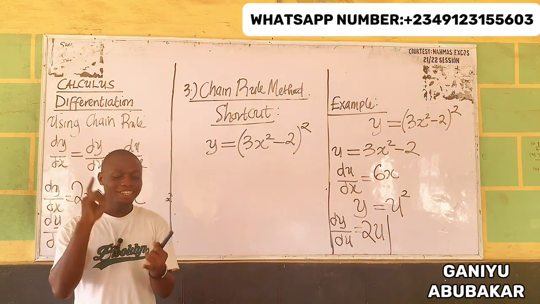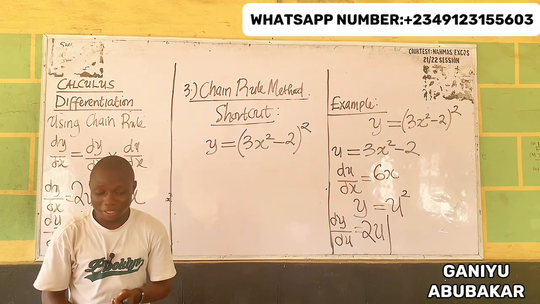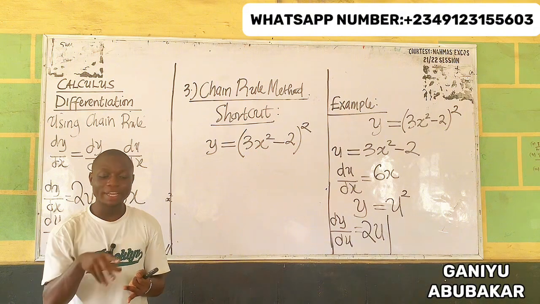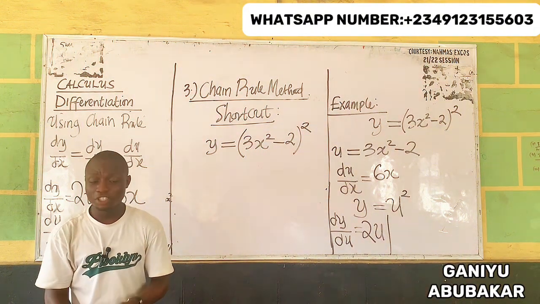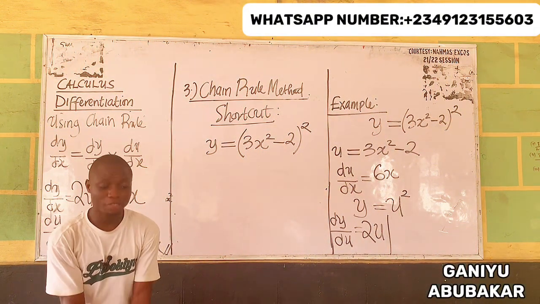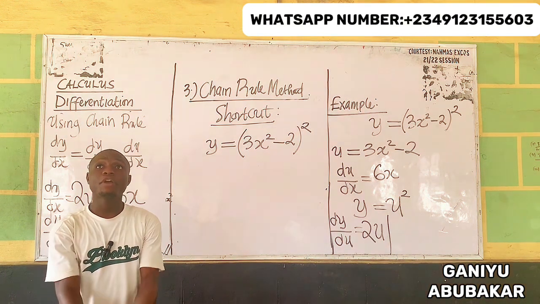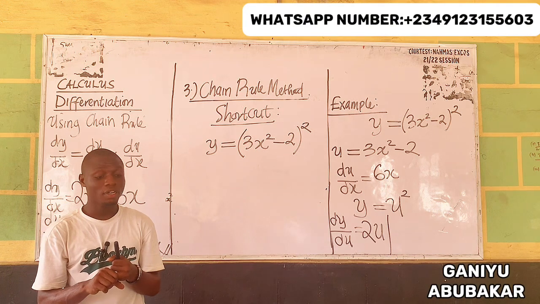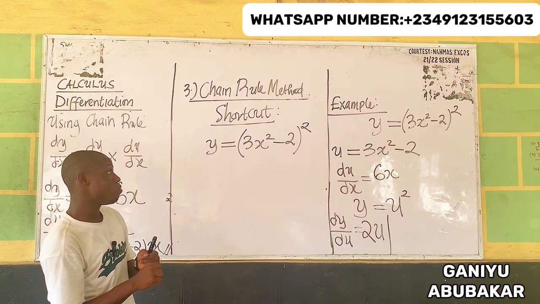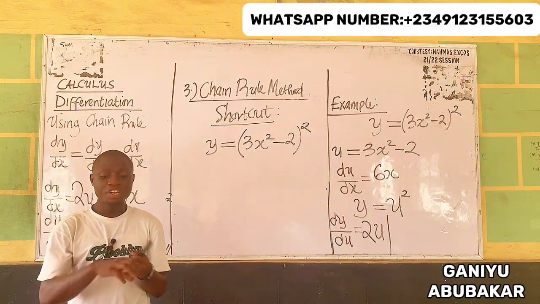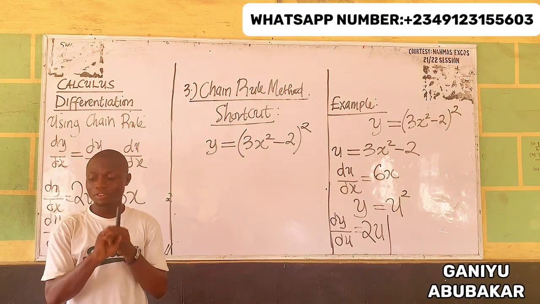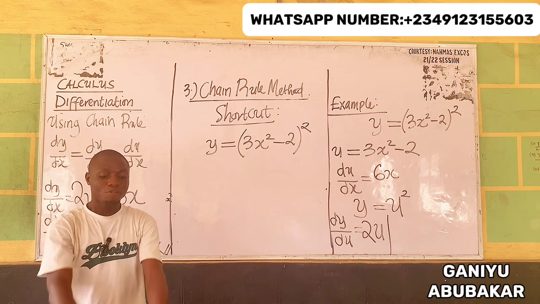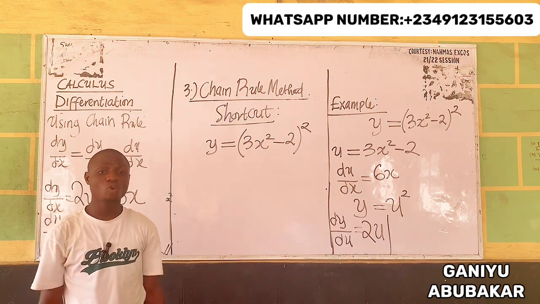Number 1, write out the power. Number 2, differentiate the term in brackets. The term, T-E-R-M, in brackets. Are we good? Number 3, repeat the question. Number 4, subtract 1 from the power.